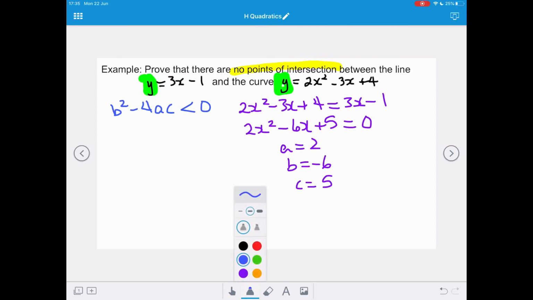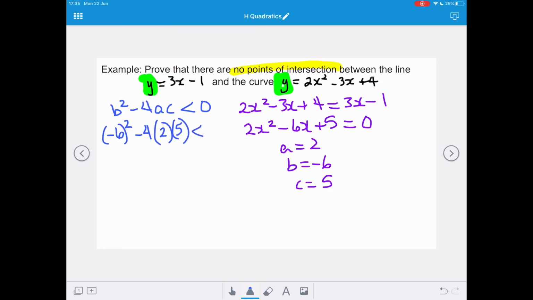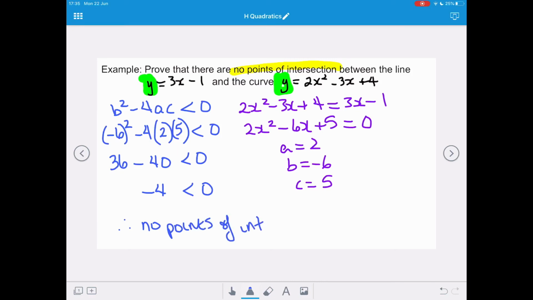So now we want to substitute these values into the inequality that we've set up with our discriminant. So negative 6 squared minus 4 multiplied by 2 multiplied by 5 is going to be less than 0 if we have no points of intersection. So 36 minus 40 is less than 0, and that gives us negative 4 is less than 0, which is true. So therefore, we've proven that there are no points of intersection between the line y equals 3x minus 1 and the curve y equals 2x squared minus 3x plus 4.